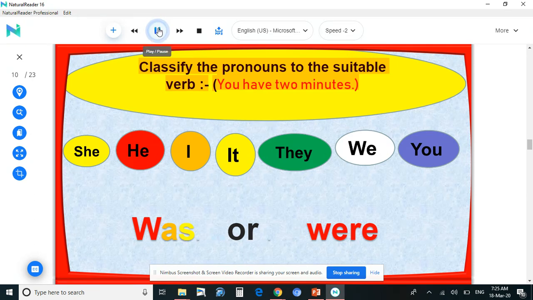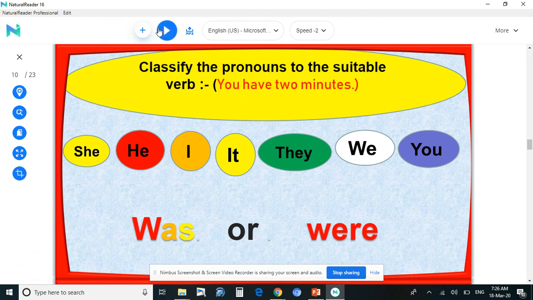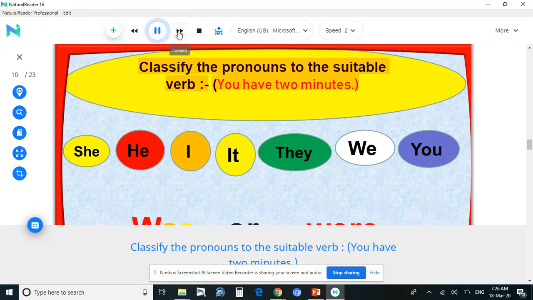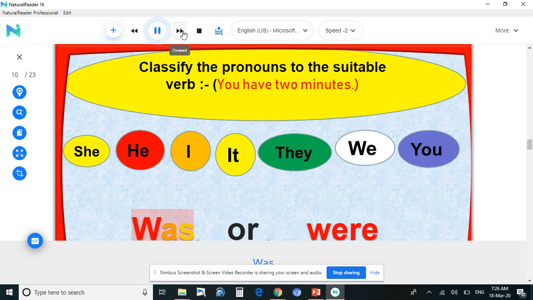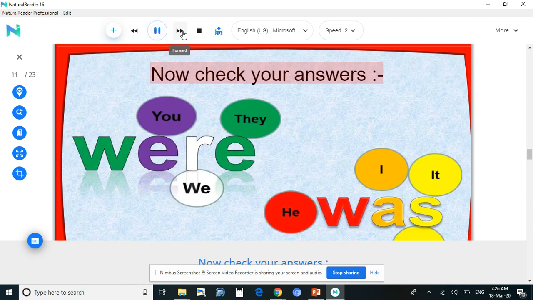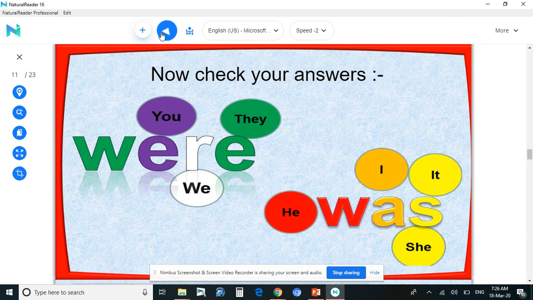Classify the pronouns to the suitable verb. You have 2 minutes. Classify the was or were. Now check your answers.